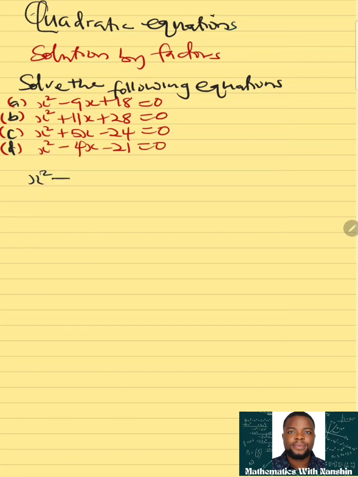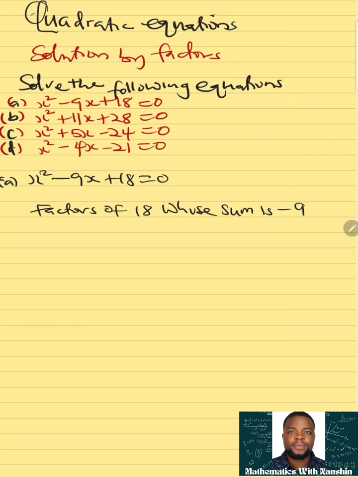We have x squared minus 9x plus 18 is equals to 0. You can call this one A. Okay, so factors of 18. We need factors of 18 whose sum is minus 9.